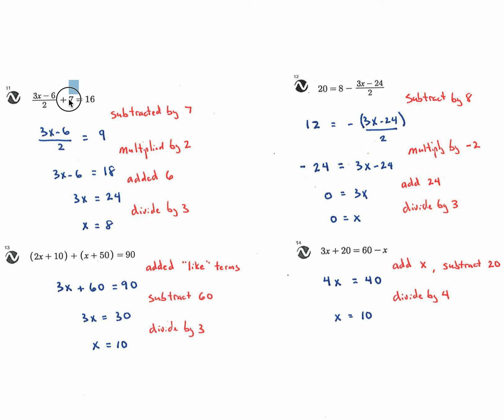I'm going to get rid of the plus 7 first by subtracting 7. Then I'm going to get rid of dividing by 2 by multiplying by 2. Then I'm going to get rid of the minus 6 by adding 6 to both sides. 3x is 3 times x, so then I'm going to divide both sides by 3. I'm always doing it to both sides of the equation.